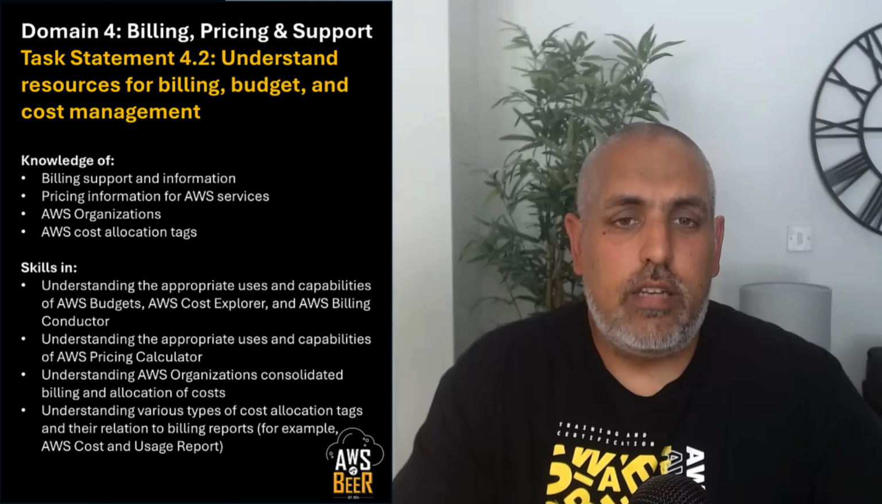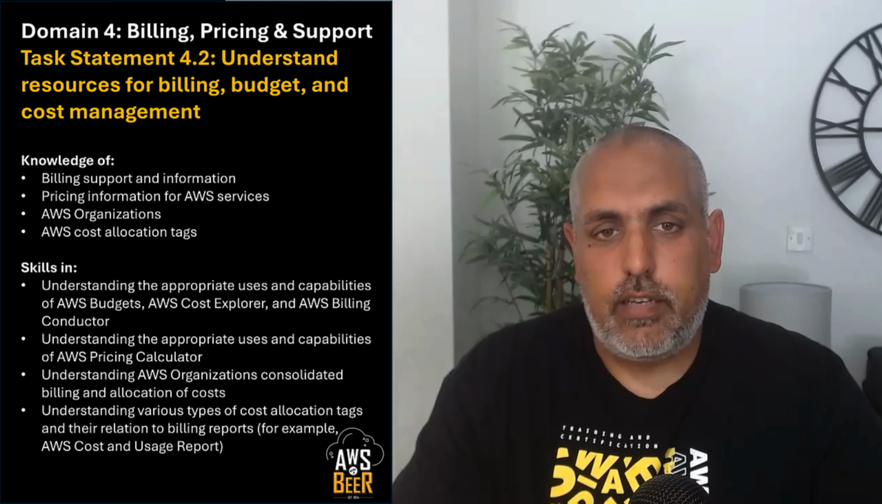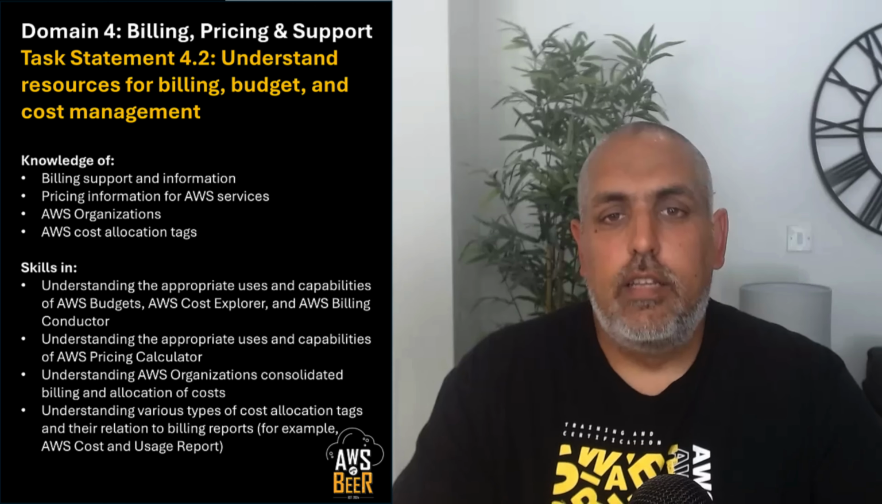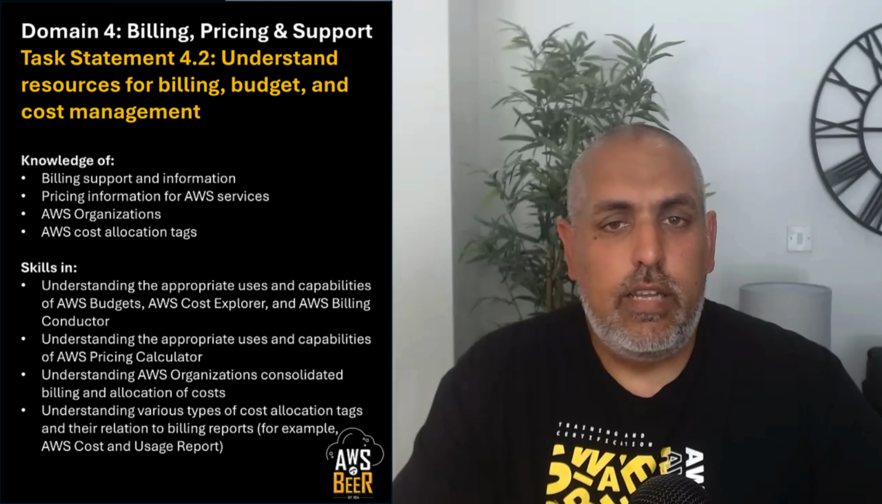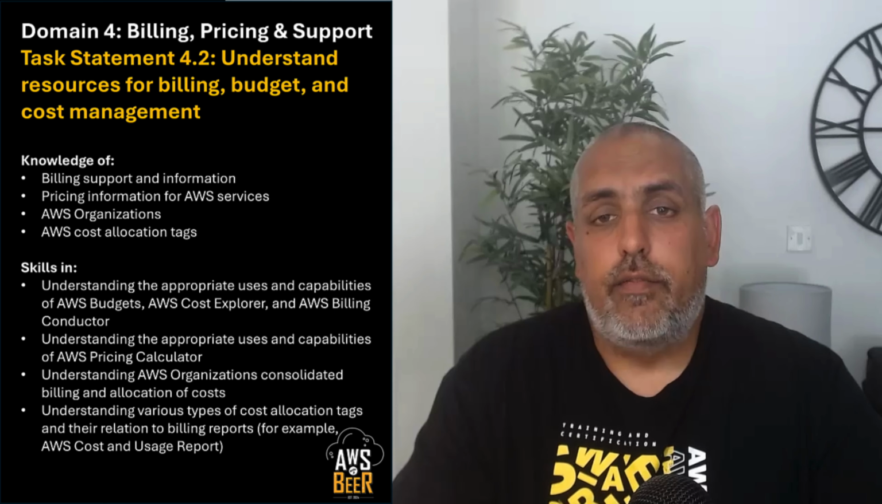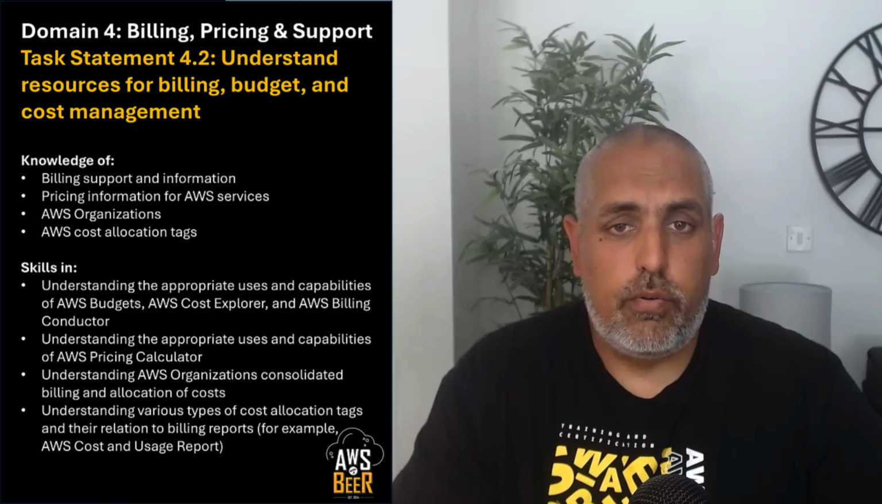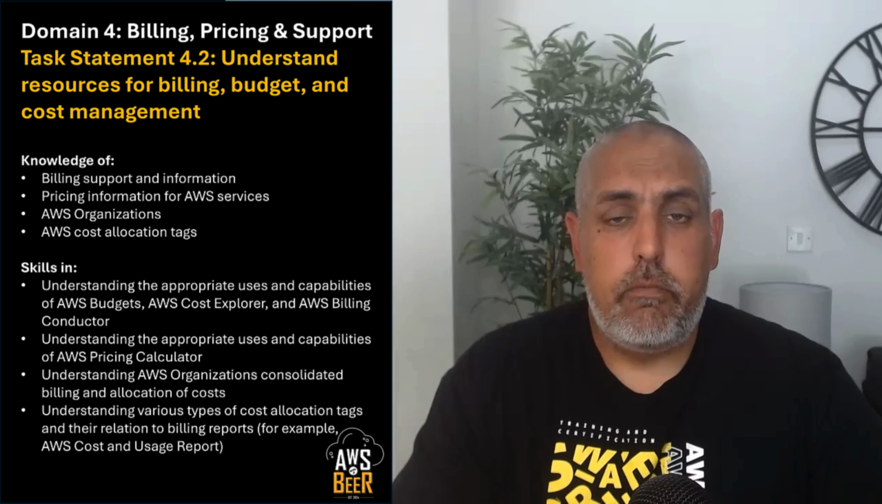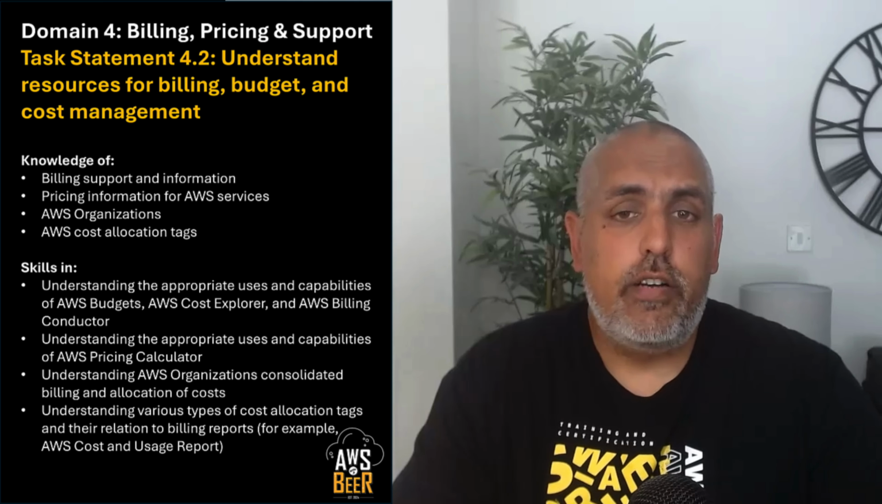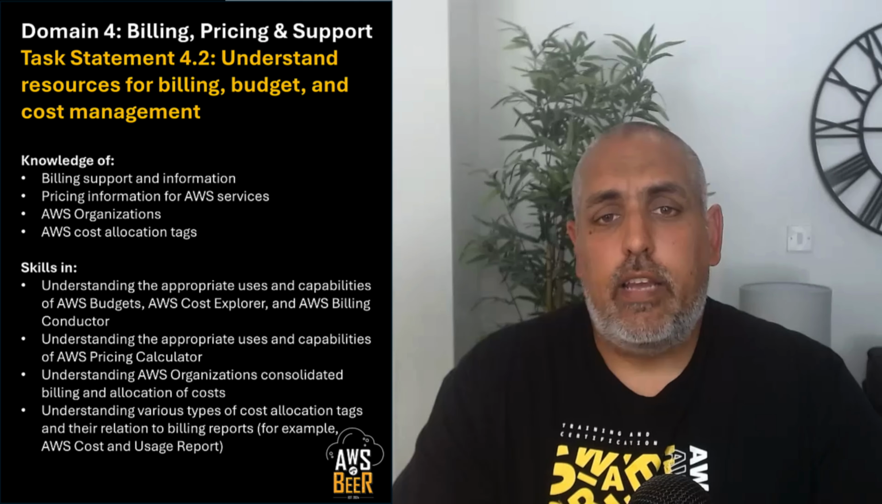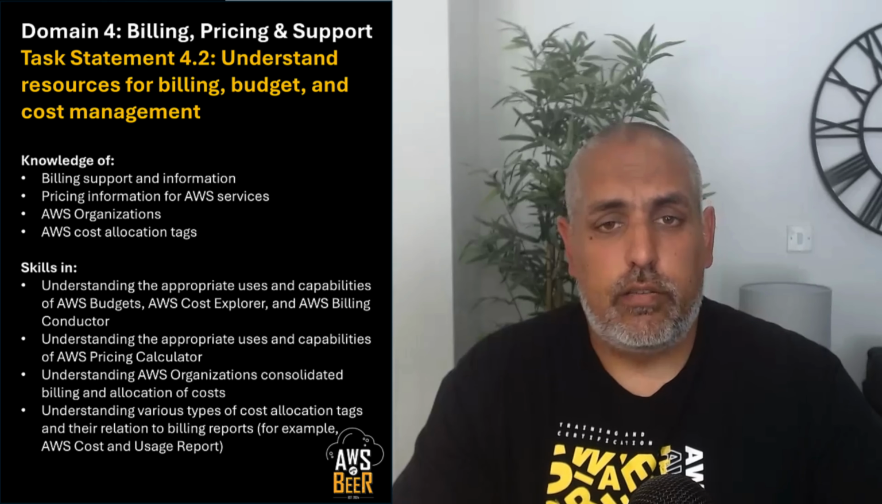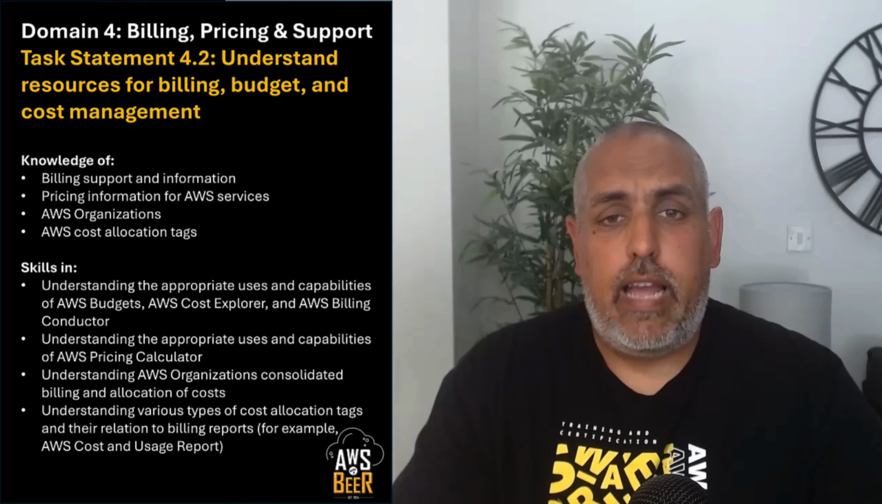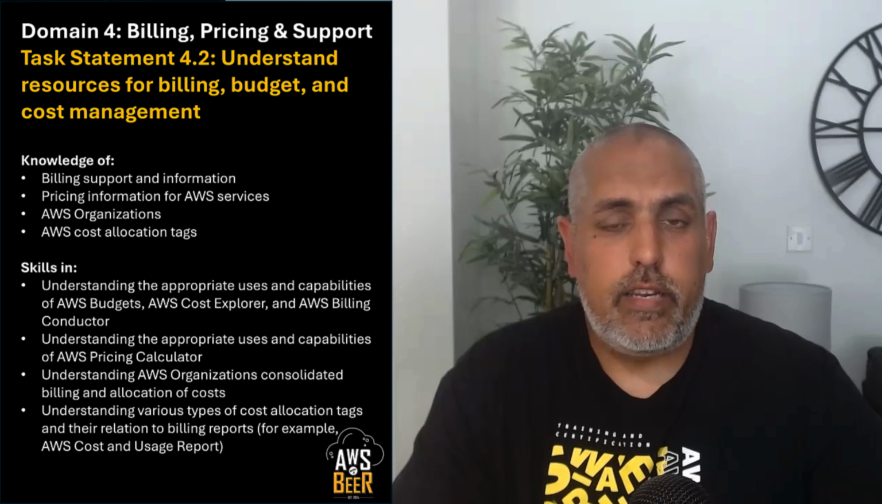Additionally, you must understand cost allocation tags and their application. These tags enable users to categorize and track expenses effectively, allowing for detailed billing reports and more granular financial analysis. The ability to create and manage cost allocation tags is vital for businesses that need to allocate costs to different departments, projects, or business units, ensuring accurate tracking and reporting of AWS expenditures.